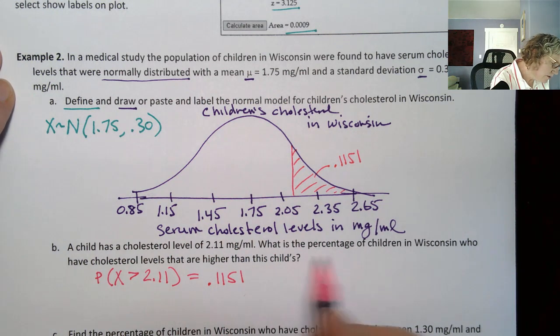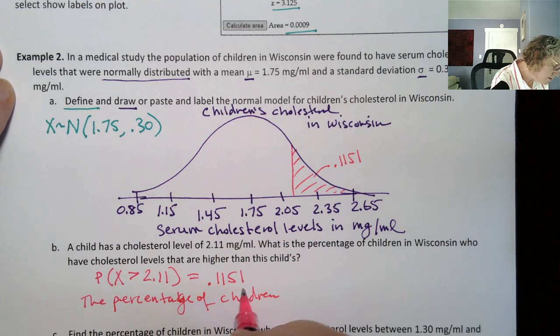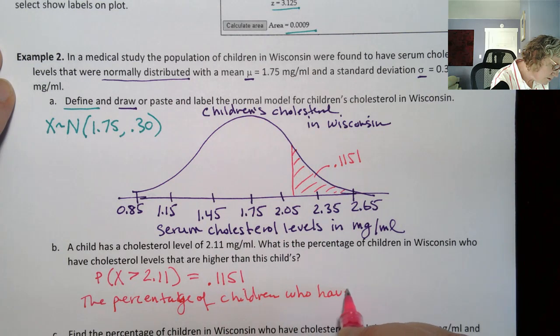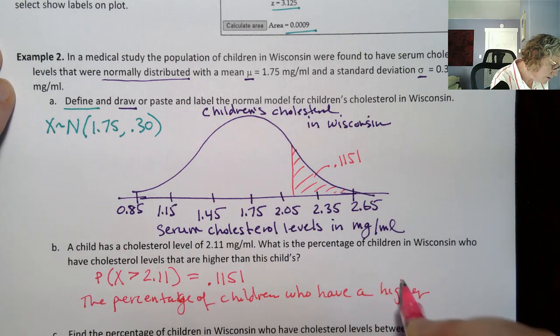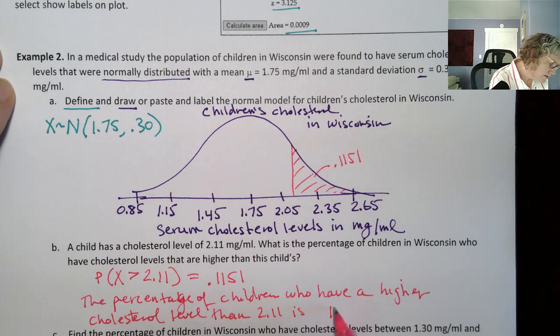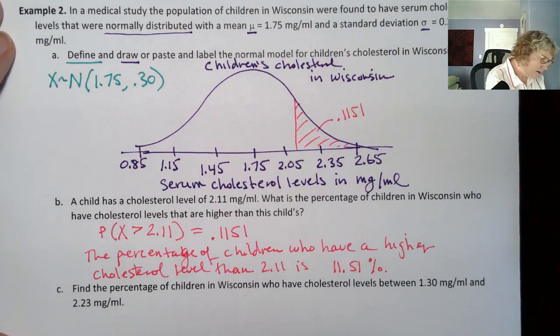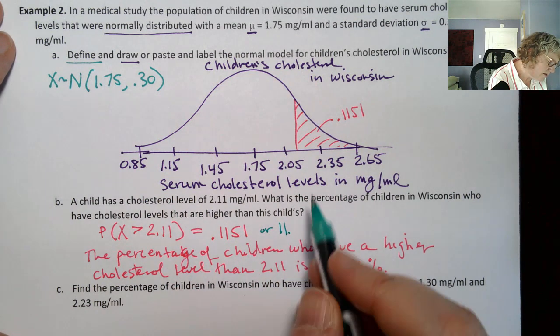Okay, and then I also could answer the question. Or I could say, well, I don't want to start with a number. The percentage of children who have a higher cholesterol level than 2.11 is 11.51%. Okay, so since it asks for a percentage, I could also just write 11.51% in my probability statement.